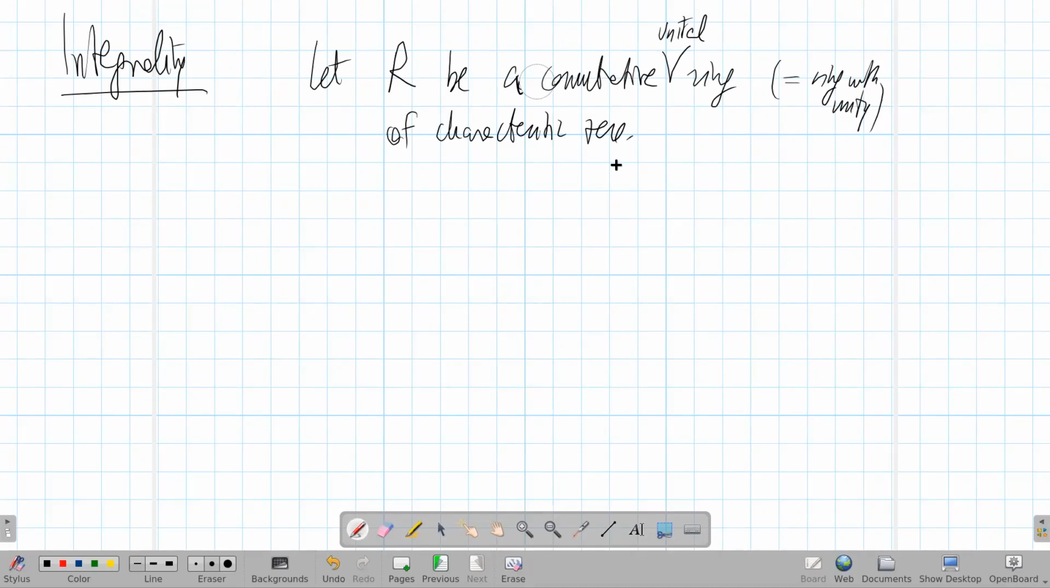Hence, I can speak of a characteristic, because the characteristic, as you remember, is the additive order of the unity, which means in particular in this case that the unity has infinite period. Characteristic 0 means that. And this follows that R contains Z as a subring. Of course, it's not exactly that it contains Z, but up to isomorphism.